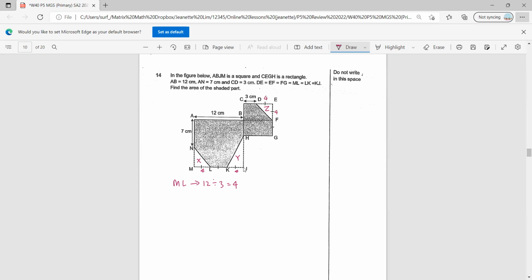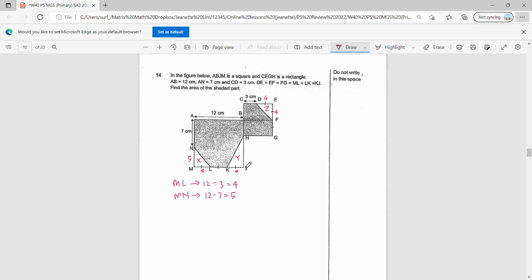Okay, I need the height of this. You know this is a square, right? According to the question. If you read the question, then you know it's a square. This is 12. Then this is 12. So the height of X, MN, will be 12 minus 7. So this is 5.